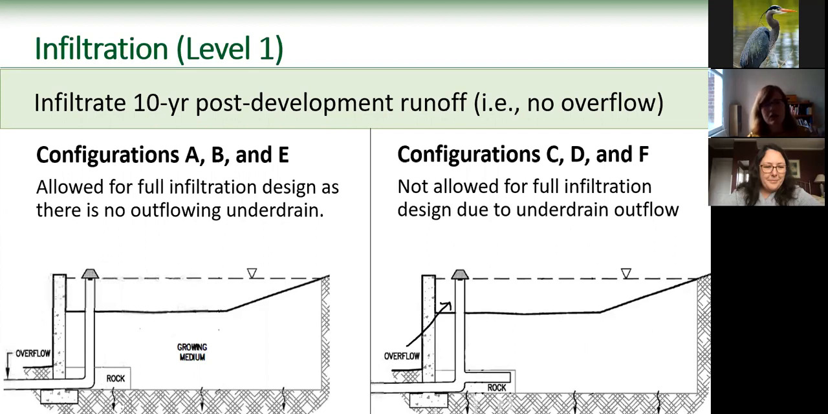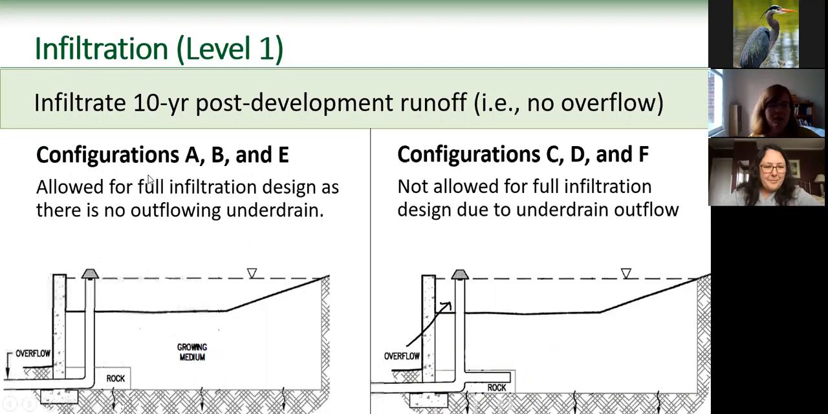So for infiltration, that's level 1, you have to infiltrate the 10-year post-development runoff, which means there's no overflow. So as you can see below in these images, the post-development runoff from the 10-year storm would have to actually filter through that growing medium or blended soil, and it can't get so full at the top that it overflows at this overflow here. If it does, then it would fail infiltration, and you have to make the facility bigger.